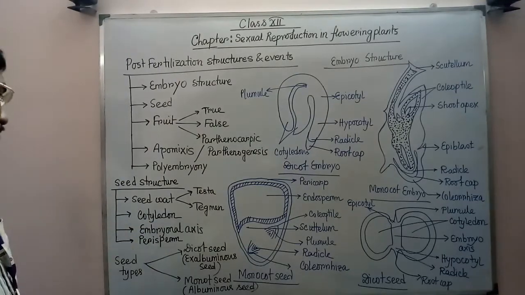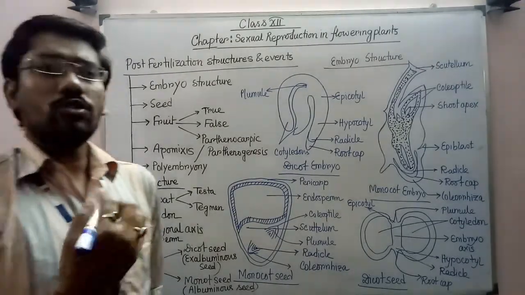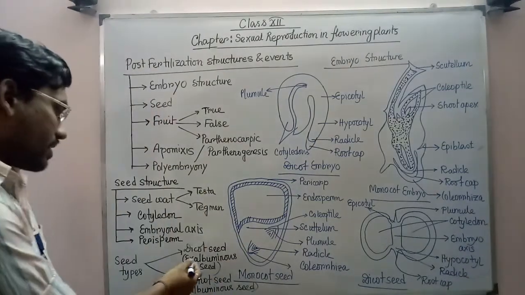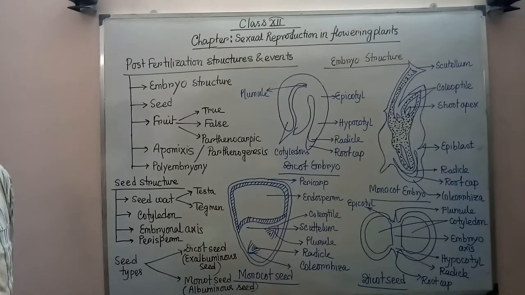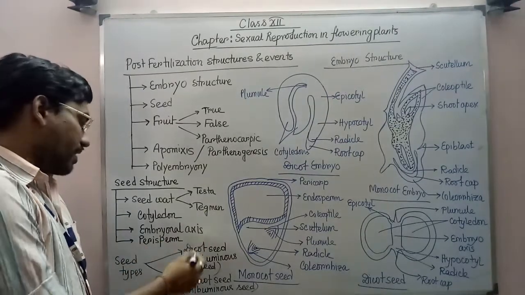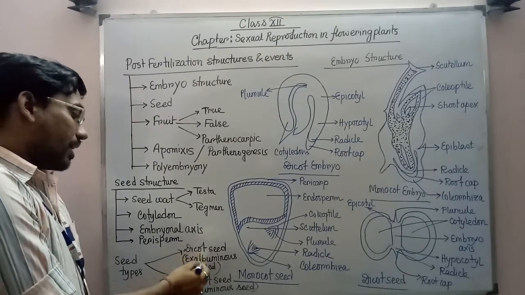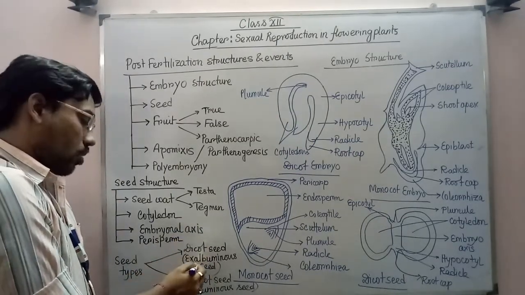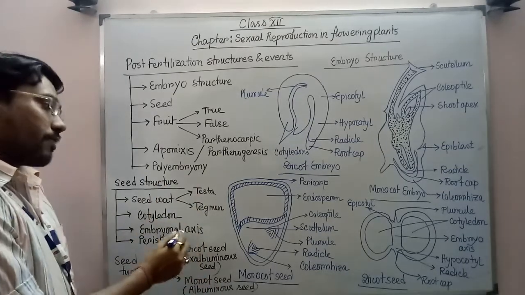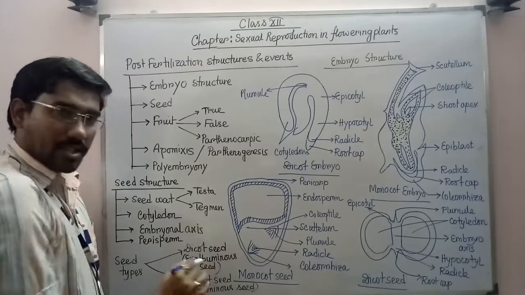Next, we have to discuss the seed types. According to the monocot plant, the seeds will be monocot seeds, and according to the dicot plant, the seeds will be dicot seeds. Always keep in mind that in dicot seeds, 2 cotyledons are present, so the endosperm or albumin protein is totally absent, or if present, it is very minute. So the seed name given is exalbuminous seed.